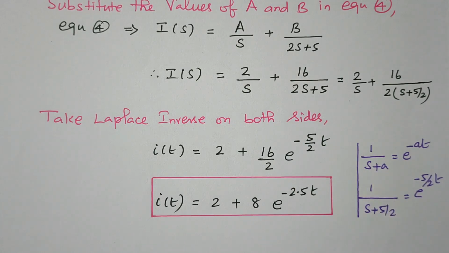So in this video, we discussed the solved problem based on the RL circuit, the DC transient response of the RL circuit. We calculated the circuit current I of t in terms of time by taking the inverse Laplace.